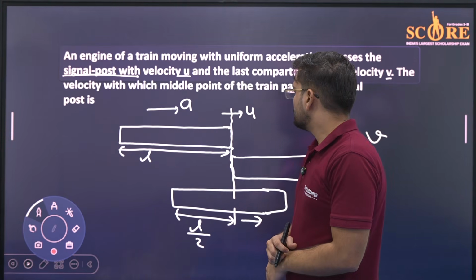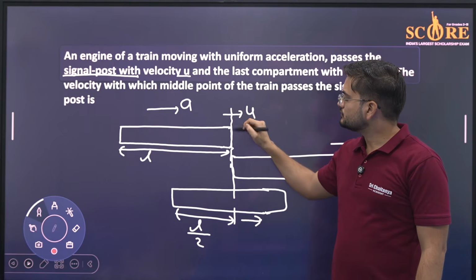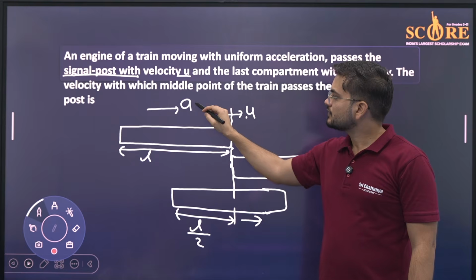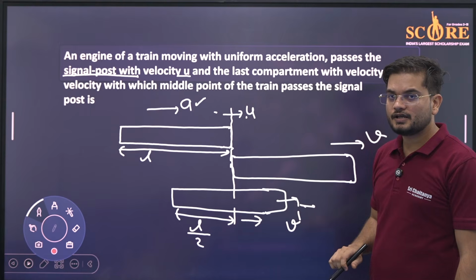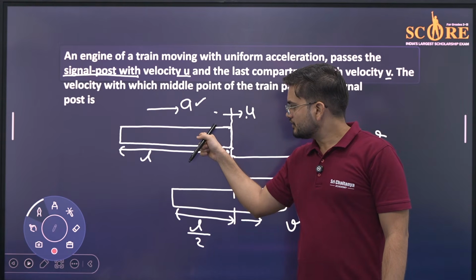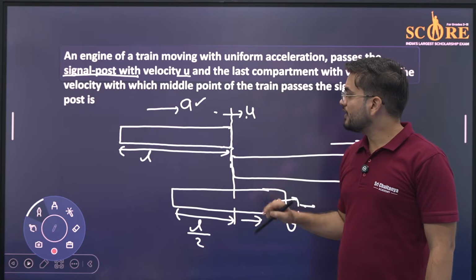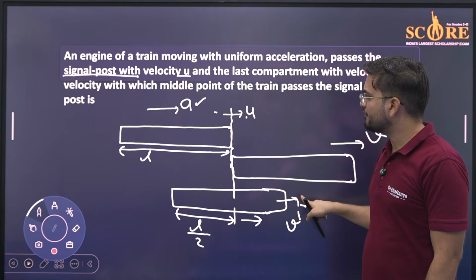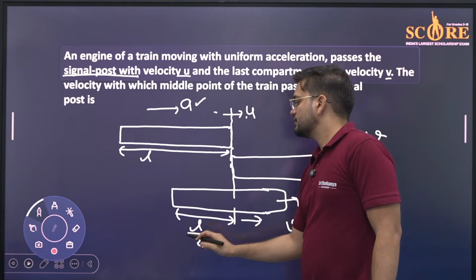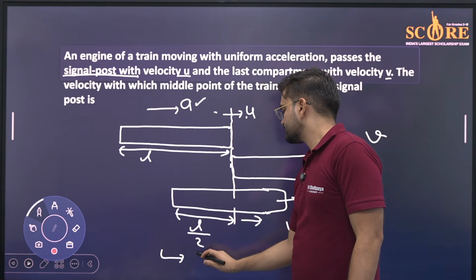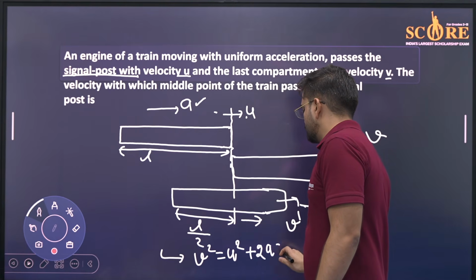So what equation will we use? Here we have initial velocity, final velocity, acceleration, and we have to find velocity, and we are given displacement. So by using initial velocity, final velocity, acceleration and displacement, I can remember the formula v square is equal to u square plus 2as.